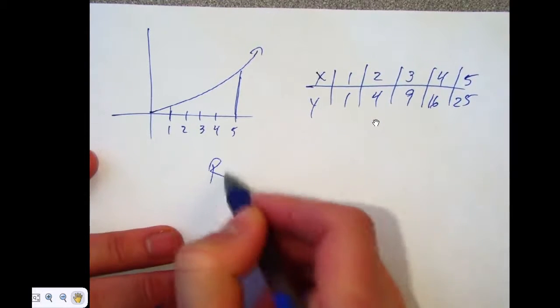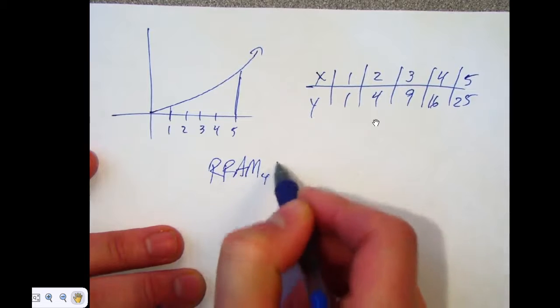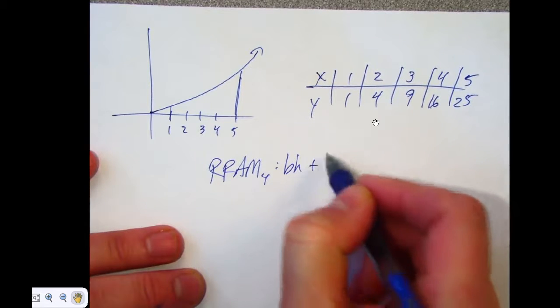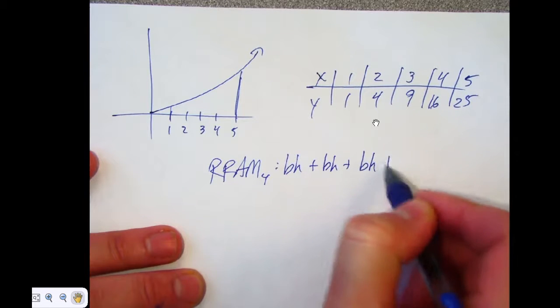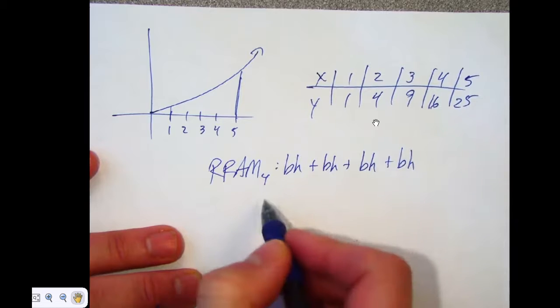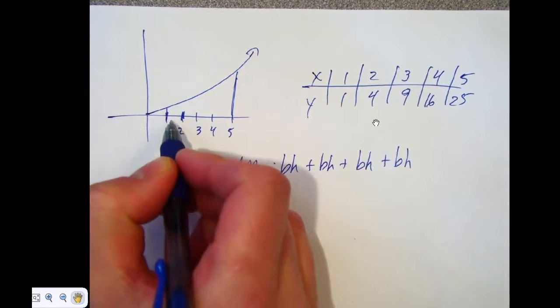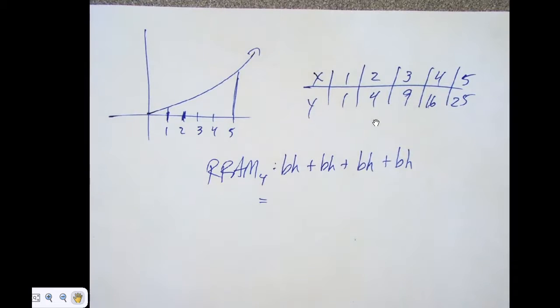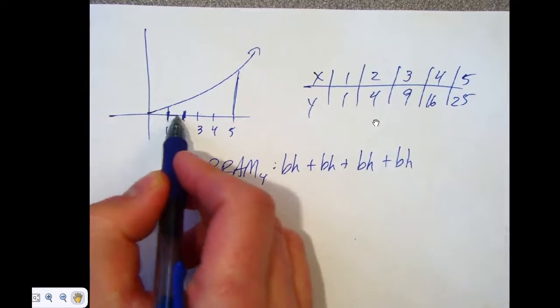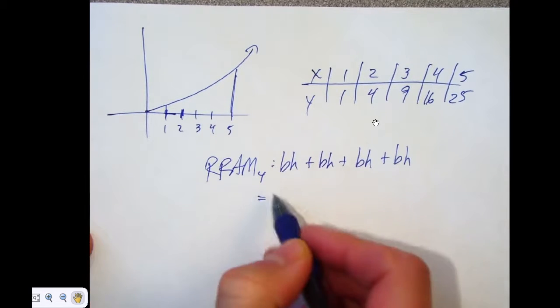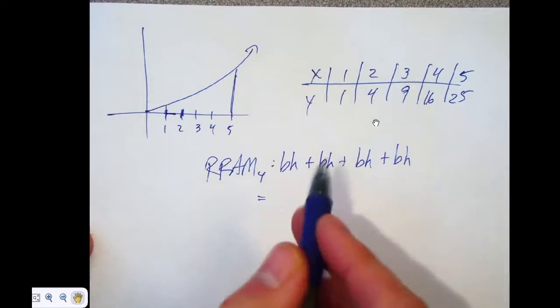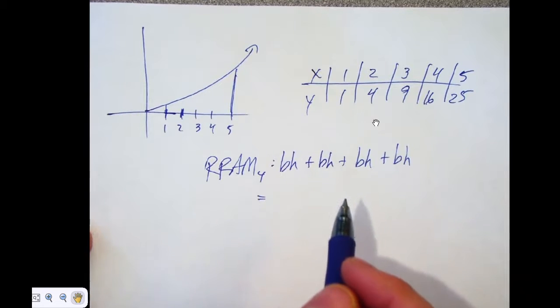Alright, so if I were going to do RRAM of 4, again, it's base times side, plus base times side, plus base times side, plus base times side. So my first interval is from 1 to 2. Okay? That's the base is how big? The base is 0.